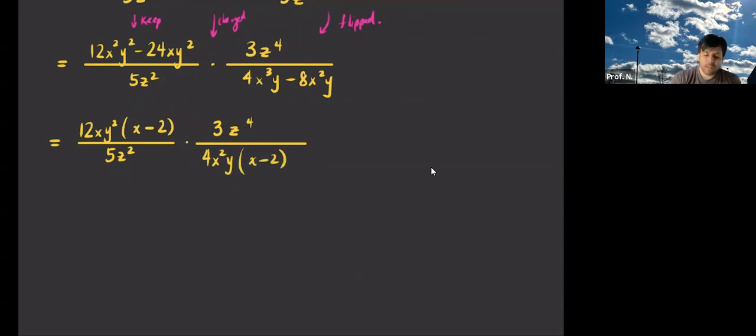And now I can cancel out the x minus 2's. Those go away. What else goes away? The 4 goes into 12 3 times. The x takes one of these x's from the x squared. One of the y's takes away from the y. The z squared just becomes a 2. And I can't factor anything further. So then what do I get?